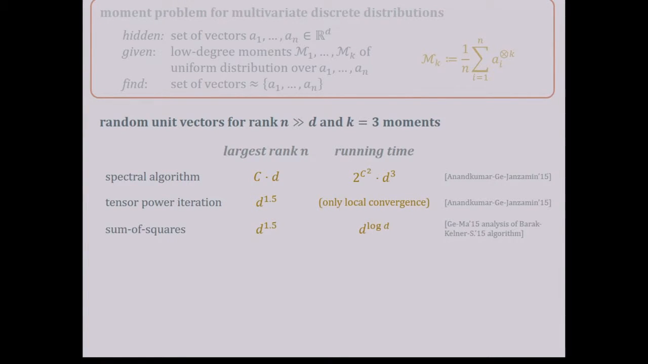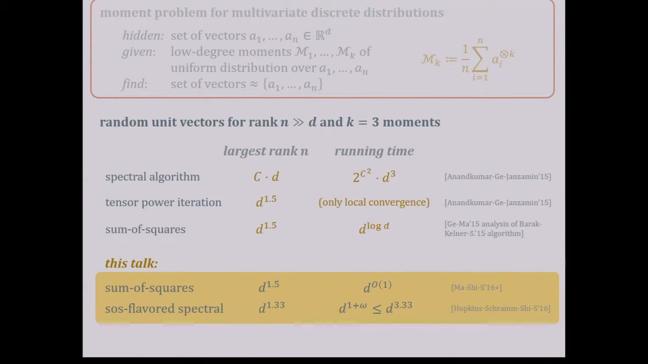Then the first algorithm that worked for a significantly larger number of vectors, actually matching the bound for the local convergence of tensor power iteration, was based on sum of squares, and it solves the problem in quasi-polynomial time, which is a bit larger than polynomial time, but still an interesting guarantee. So the question now is, can you solve this problem if the rank is some polynomial factor larger than d in polynomial time? In this talk we show that this is indeed the case.